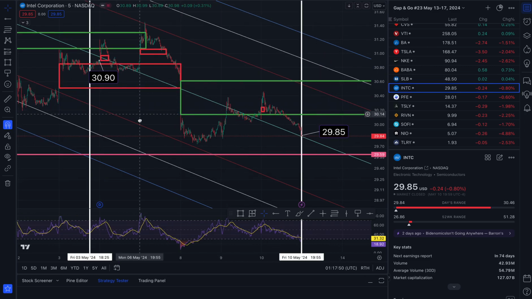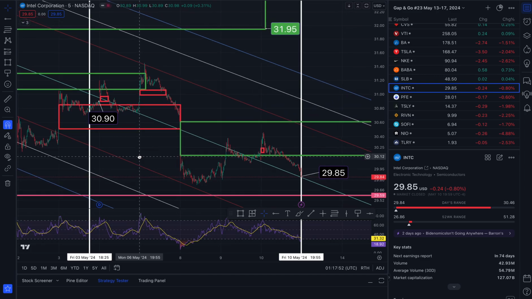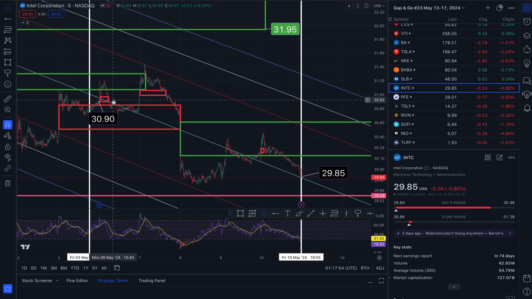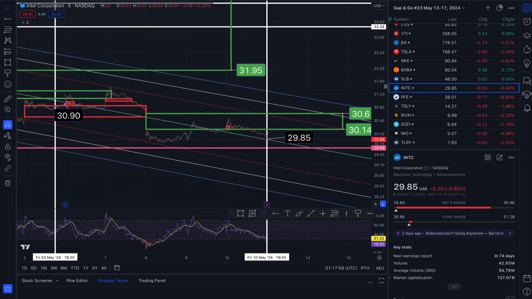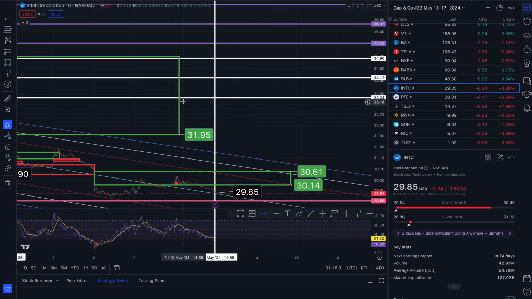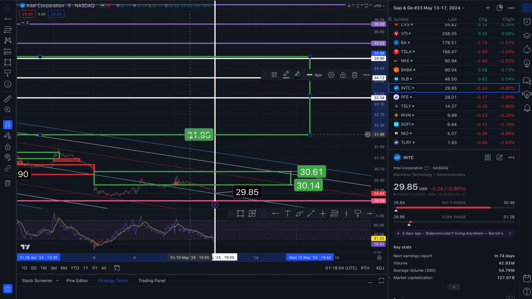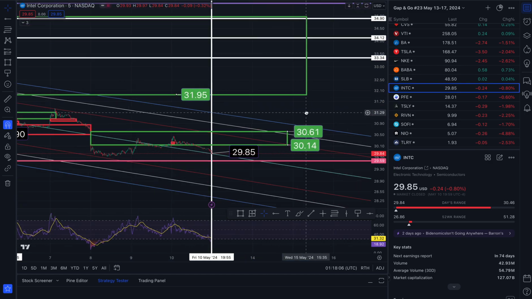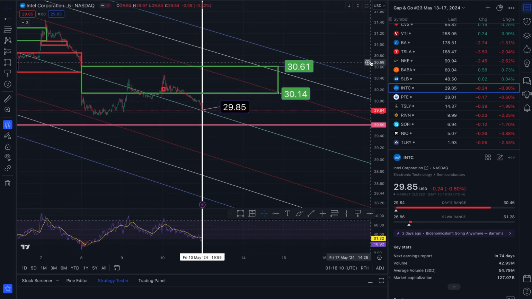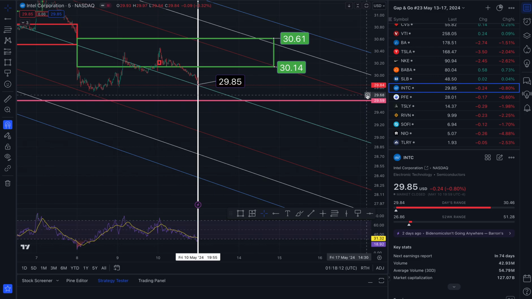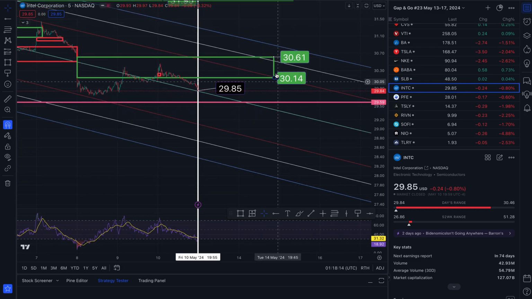Let's see here. That closed out. All right. So we're in a downward channel still, but there's a gap that I'm tracking to the north side that takes us to 31.95. That starts it. Not in the channel, not in the zone, not even close. Something to look forward to. Something to be aware of. To the upside at 30.61.